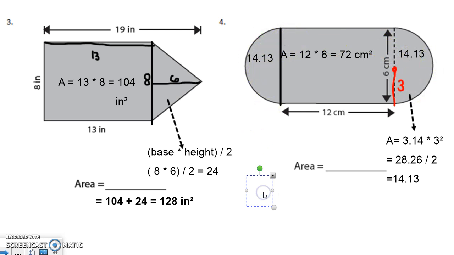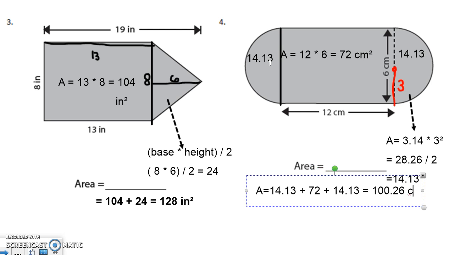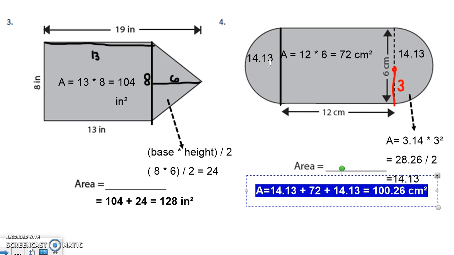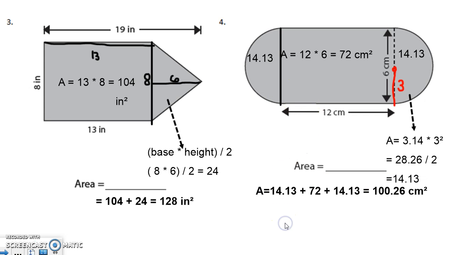So now let's find the composite area. My left half circle was 14.13, my rectangle in the middle was 72, and my other half of my circle was 14.13. So when I add all those up, I get that the composite area, the total area of the whole shape, is 100.26 square centimeters. And that is your answer to number 4.